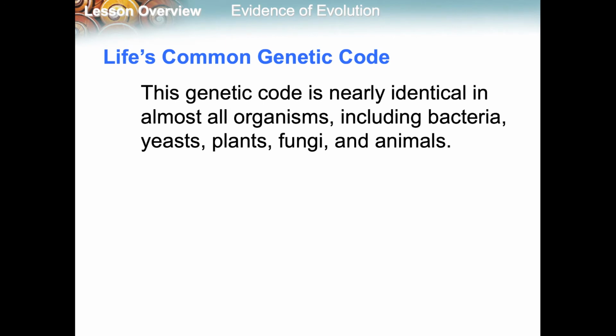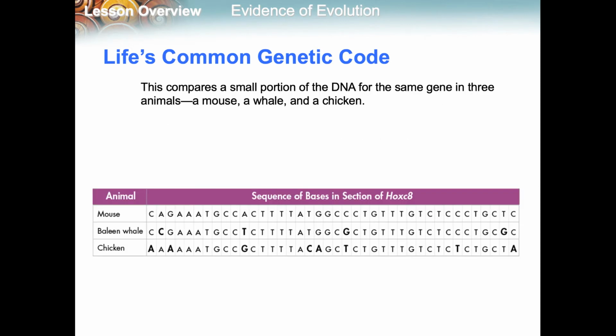So this genetic code is nearly identical amongst all organisms. That means we have similar DNA to bacteria, to yeast, to plants, to fungi, and animals. Our DNA is 50% similar to bananas. Now, it doesn't mean we're a banana, obviously, but we have 50% similar DNA to bananas.